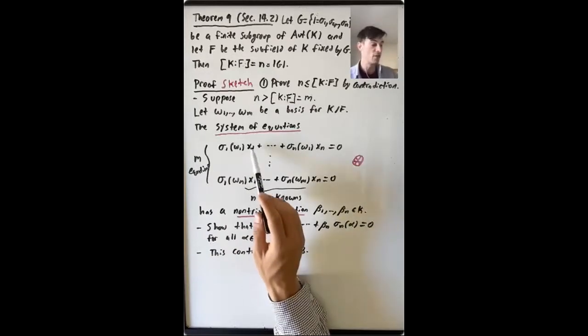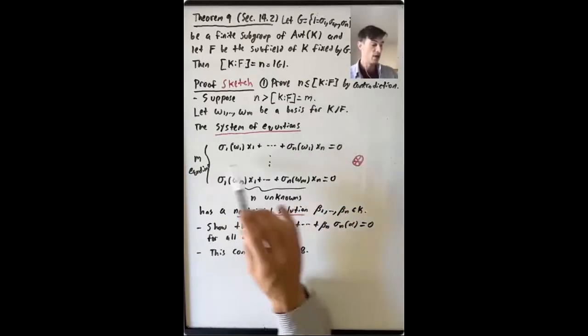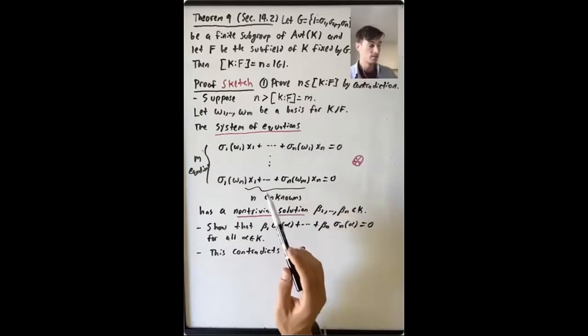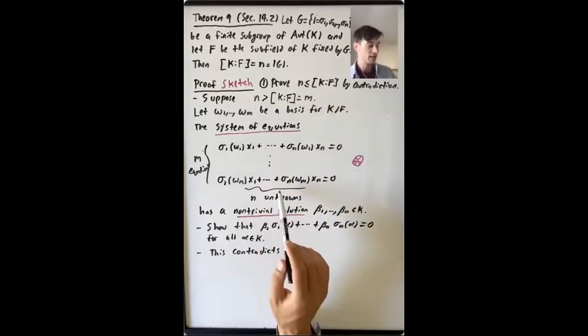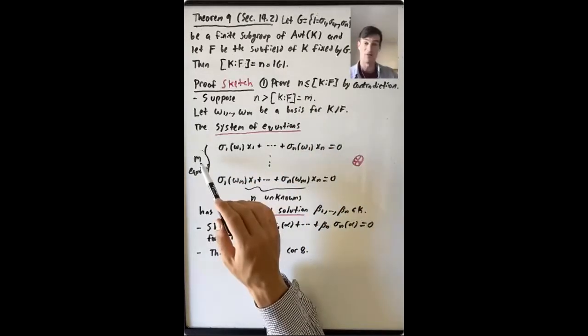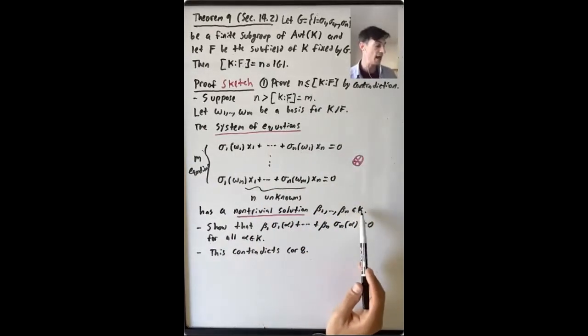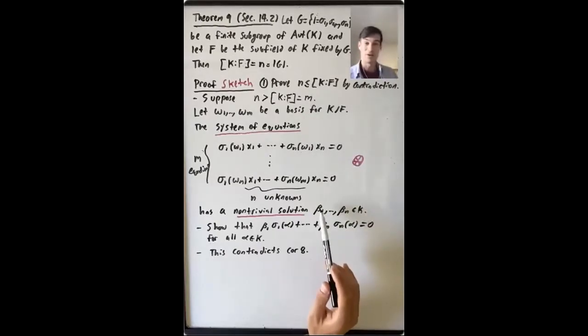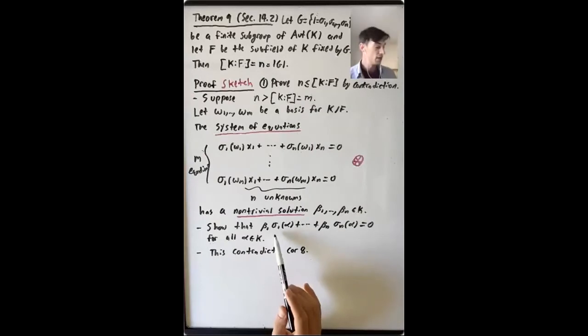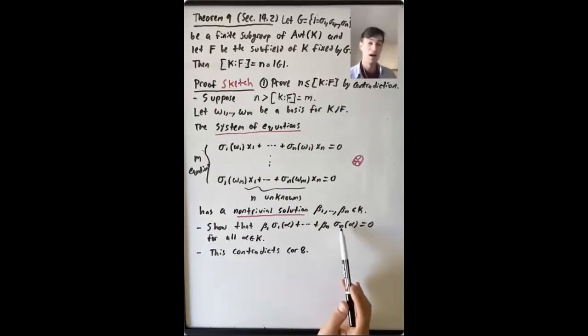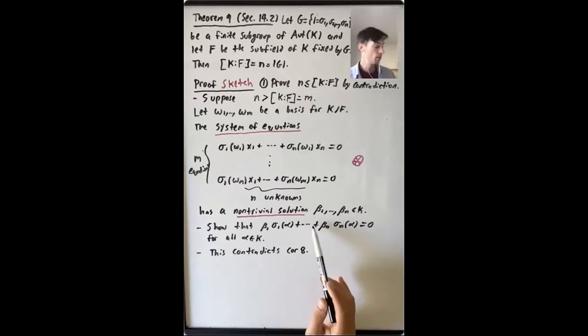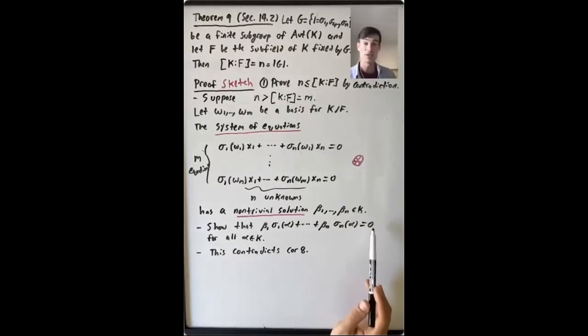So we have m equations. And how many unknowns do we have? One for each automorphism sigma i, so x1, x2, up through xn. So what do we have? We have m equations in n unknowns. And what are we assuming? That n, the number of unknowns, is bigger than the number of equations. So that means this system has a non-trivial solution, beta 1 up through beta n, where these are elements of K. Okay, so what are we going to do with this non-trivial solution? We're going to show that this gives a dependence relation among our automorphisms, sigma 1 up through sigma n, that beta 1 times sigma 1 of alpha plus and so on plus beta n times sigma n of alpha equals 0 for all alpha in K.